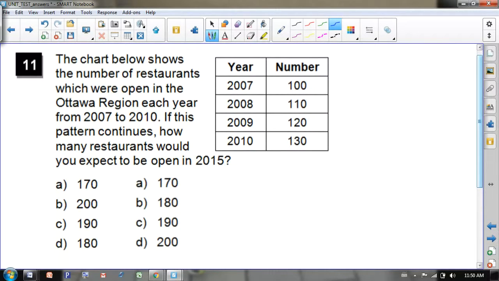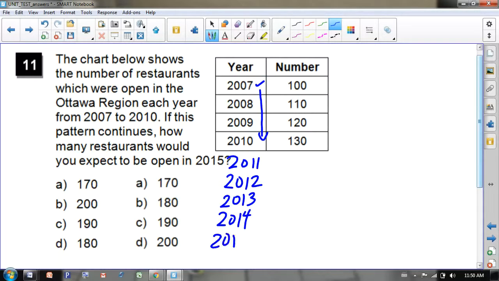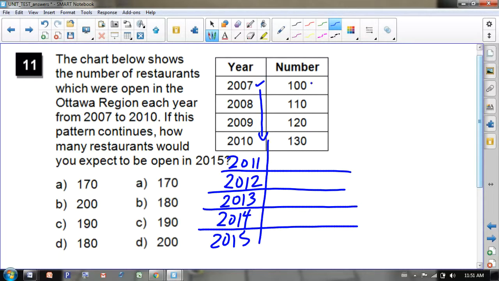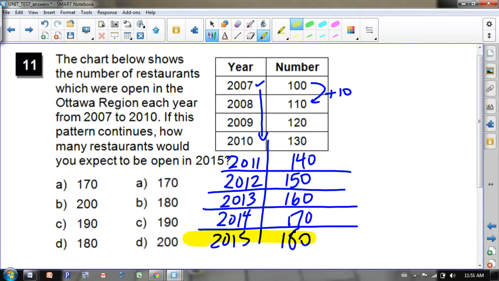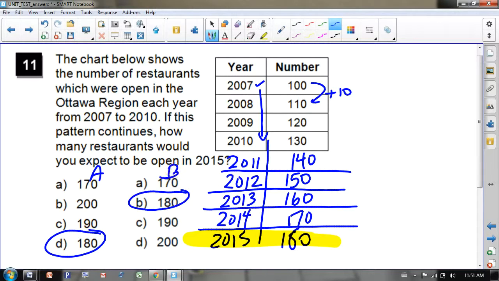The chart below shows the number of restaurants which are open in the Ottawa region from 2007 to 2010, and it's asking, if this pattern continues, how many restaurants would open in 2015? So I'm just going to extend the chart here. Every time you add 10 more, so 140, 150, 160, 170, and 180. So in 2015, you have 180 restaurants opening, and so that's answer D in test version A, and answer B in test version B.